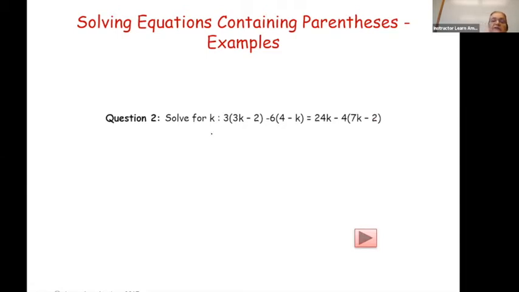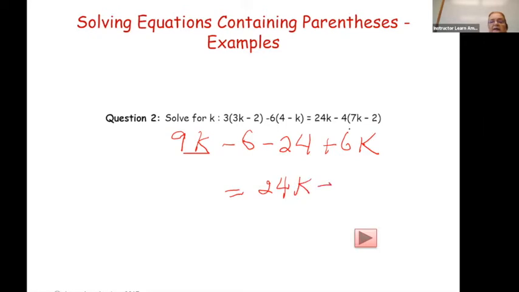So 3 times 3k minus 2 gives us 9k minus 6. And now we distribute here, minus 24 plus 6k. And that equals 24k minus 28k. And remember, distribute the negative 4 plus 8.